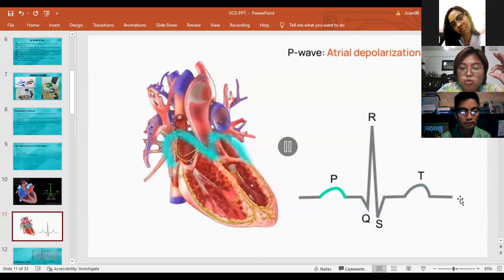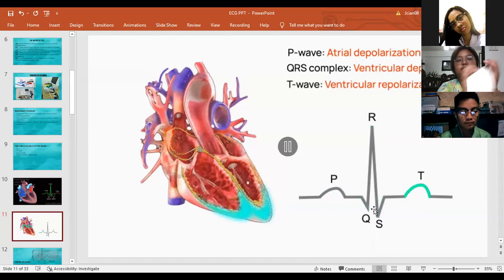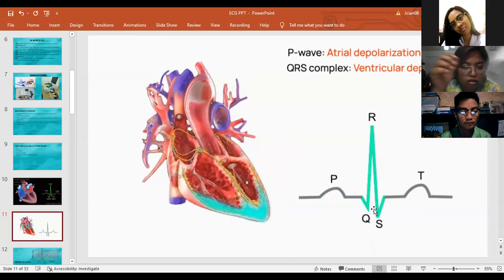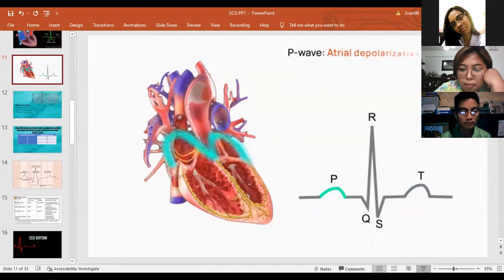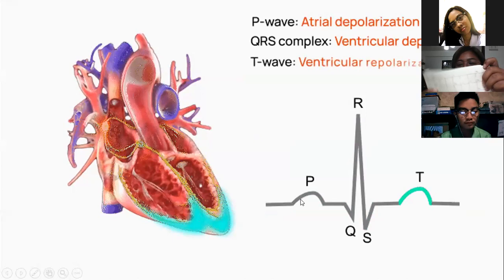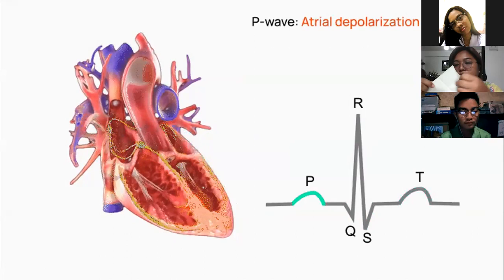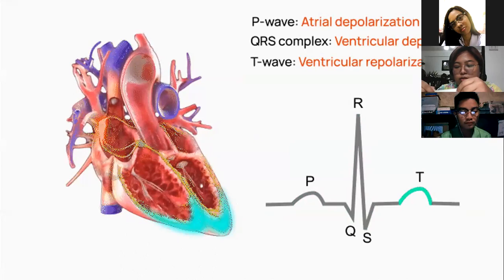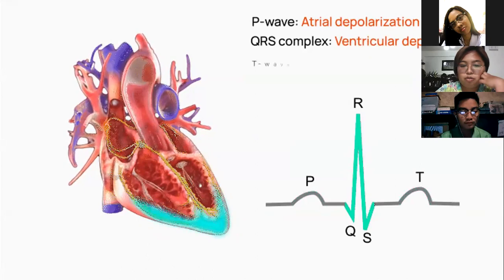Hindi lang po dun sa haba. Wait lang, nandito ba sa ating slides? Let me check. Oh, meron. Natatakil natin yung each box. Meron po kasing bilang po yan. Tapos, pag naka 20 na boxes, ibig sabihin nun 60 beats per minute. So dun nakikita din po natin yung heart rate or pulse rate ng pasyente.